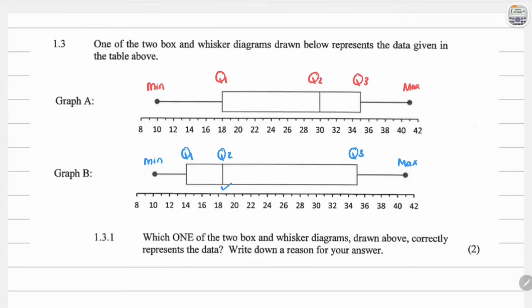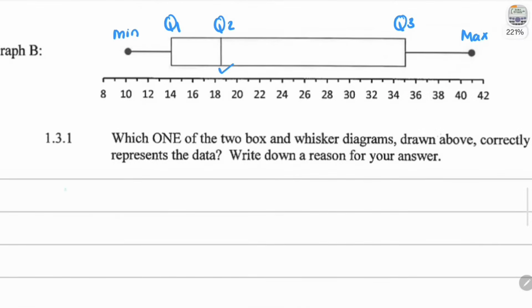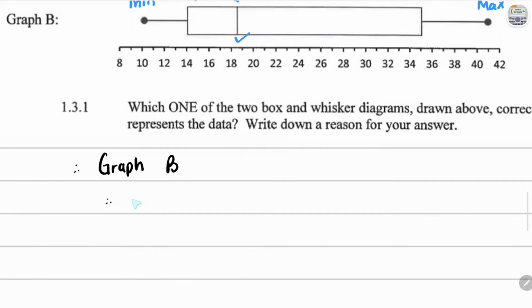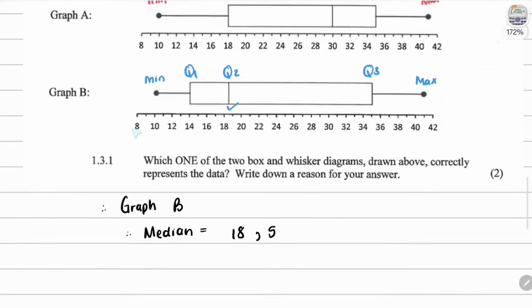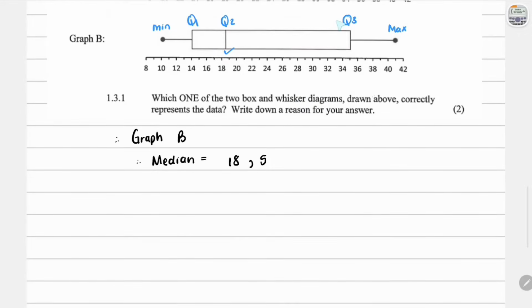So you see the one main thing that we were able to use to differentiate between those two graphs. So it means that it is graph B, and our reason would be because of that median, okay? Graph B, and the reason is because the median is equal to 18.5, and that's exactly what graph B reflects as well. Okay, and that is it for that question. Moving on to the next question.